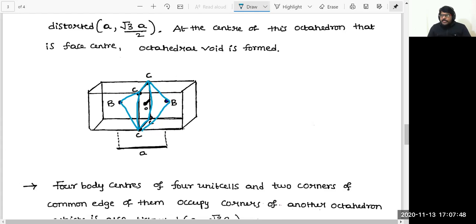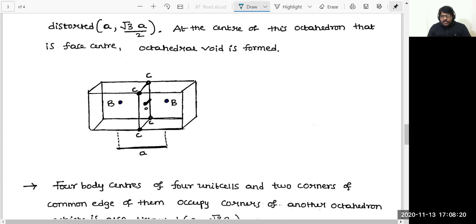Now this face center you can see. This face center is surrounded by 2 body centered atoms and 4 corner atoms. Altogether it is surrounded by 6 spheres, 6 atoms. Hence this is an octahedral void. An octahedral void is formed by 6 spheres. But the point is, why is it distorted?